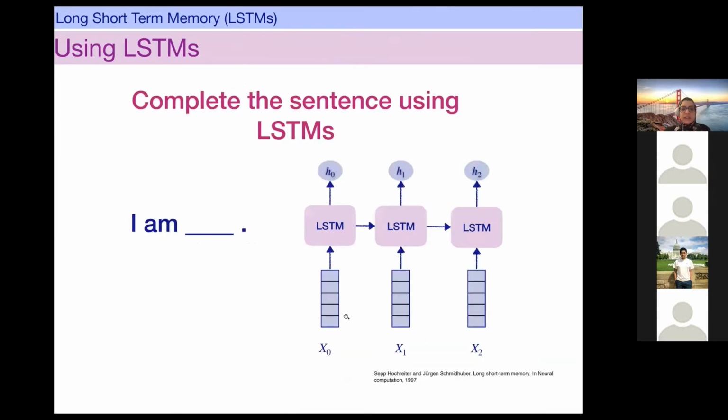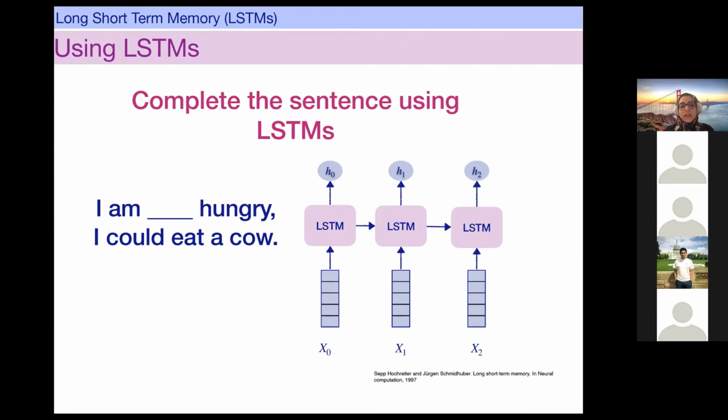Okay, let's take a look at actually using an LSTM. We have a sentence, "I am," and we want to complete it. We pass the first embedding to the first LSTM cell, and then the second one, and then we produce an output. Let's say our network says "I am short." It's a perfectly fine sentence, we don't have any problem. Okay, let's say that after my prediction, there's the rest of the sentence. So "I am." and then "Hungry, I could eat a cow."